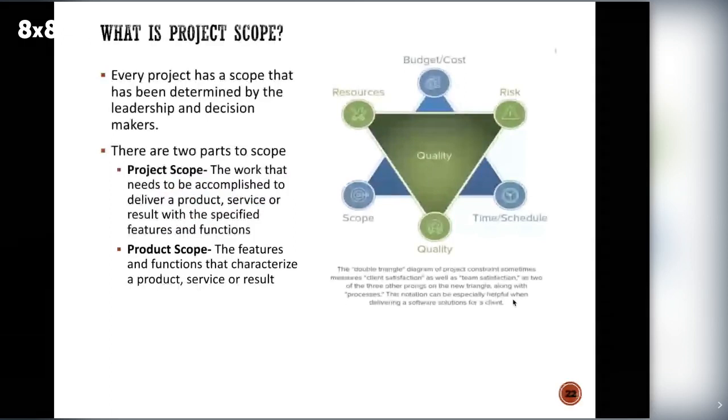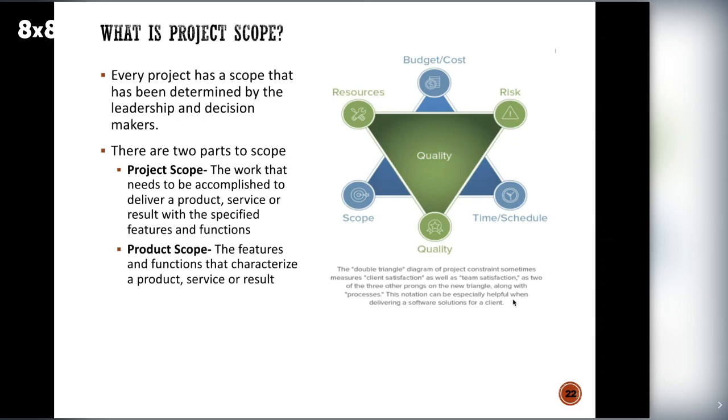Every project has a scope that has been determined by the leadership and decision makers, the key players. In every project, the leadership, the decision makers, the key players, they define high level scope. As a BA, your role and your responsibility is to understand the scope. The project scope is the key to every project.